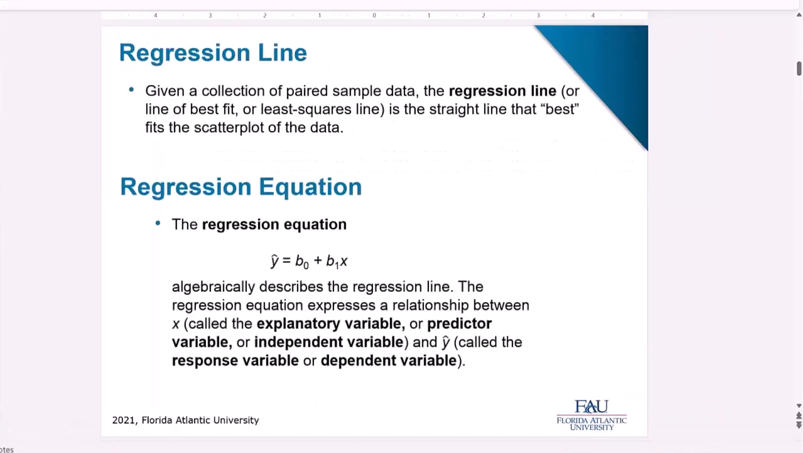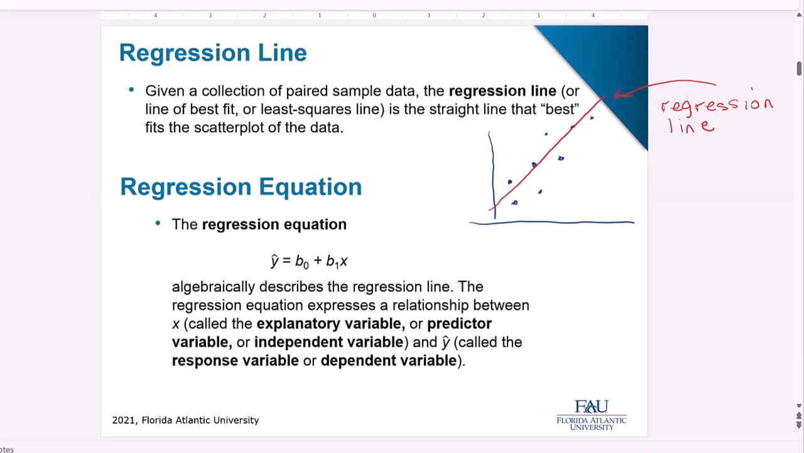The regression line. Given a collection of paired sample data, the regression line, or the line of best fit, also called the least squares line, is the straight line that best fits the scatter plot of the data. I have a graph and I have some points. There's going to be some line we'll call the regression line. It's also called the line of best fit. It means the line that works best with the data points that were given.